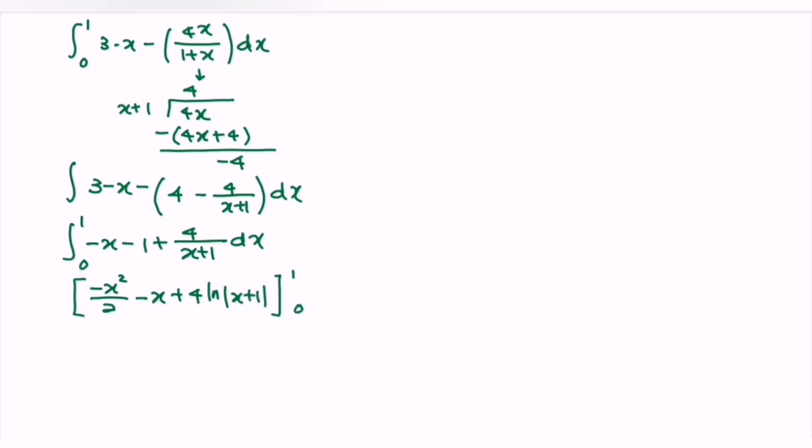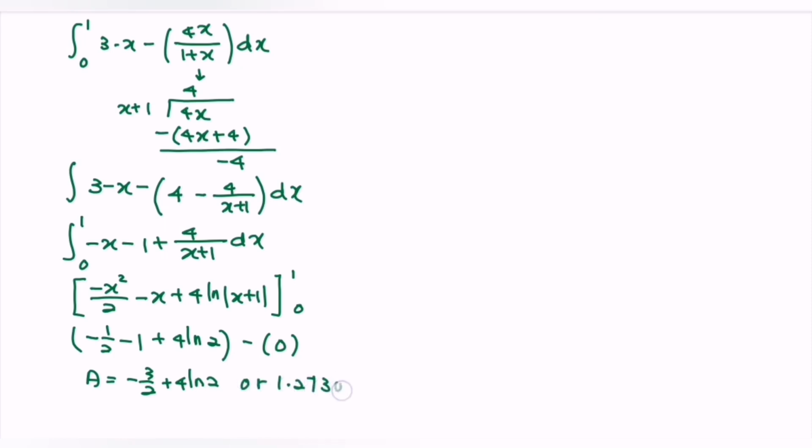So kindly substitute. We have negative 1 over 2 minus 1 plus 4 ln 2. If we substitute 0, we will have 0 minus 0 plus 4 ln 1, which is equal to 0. So finally, the area is equal to negative 3 over 2 plus 4 ln 2, or 1.273 unit squared. That is the area for this question.